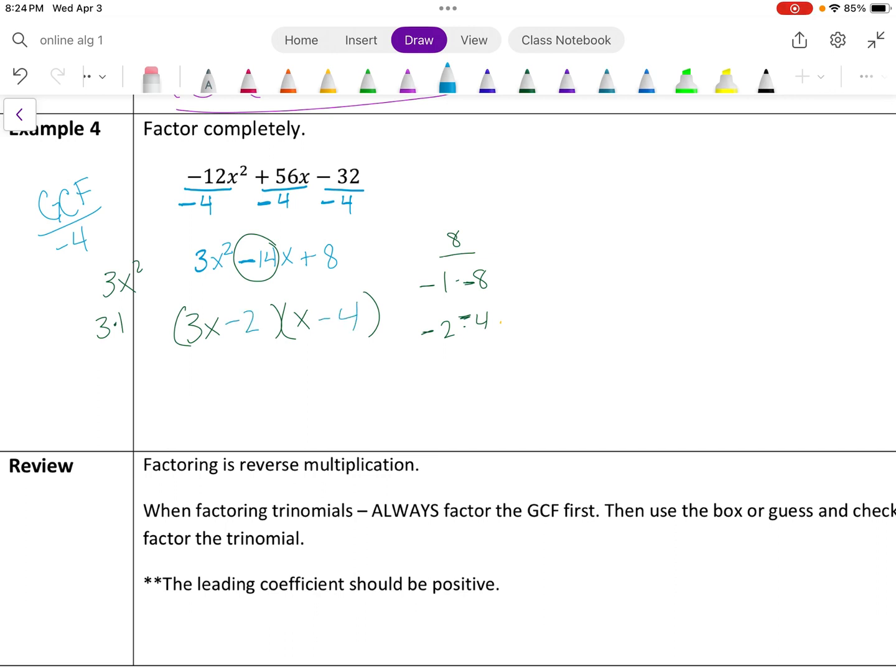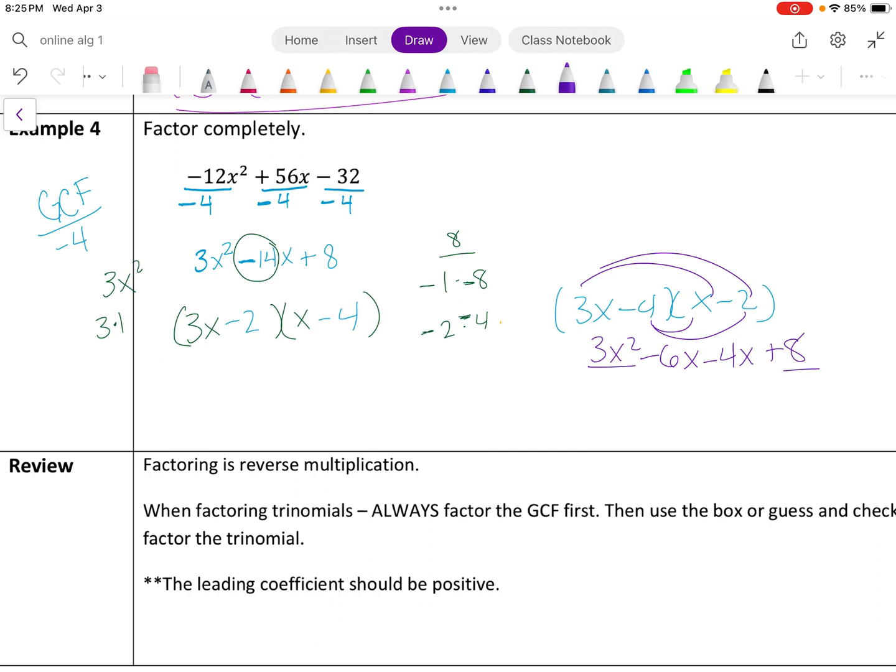I've got my 3x minus 2 and my x minus 4, or I've got my 3x minus 4 and my x minus 2. All right, so let's just try this out. 3x squared, 3 times negative 2 is negative 6. Negative 4 times x is negative 4x. Negative 4 times 2 is positive 8. So I got my 3x squared and I got my 8, but negative 6 and negative 4 is only negative 10, and I want negative 14. So that's not going to work.